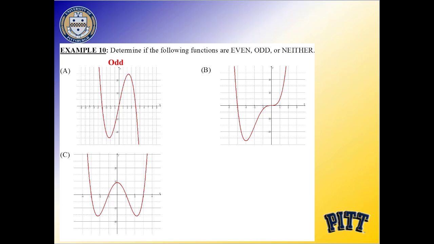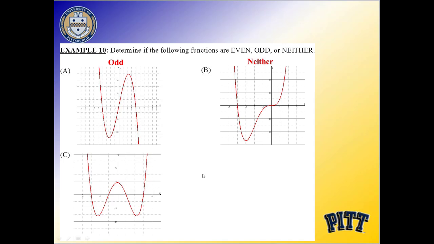For b, I really don't see any symmetry. It looks like I have 1, 5 as a point on the graph, but -1, -5 is not a point on the graph. It's not odd. I don't see that symmetry across the y-axis where I have an exact mirror image on the other side, so it's not even. So it's neither. And not unlike integers, it can be odd, even, or neither. So it is neither here.